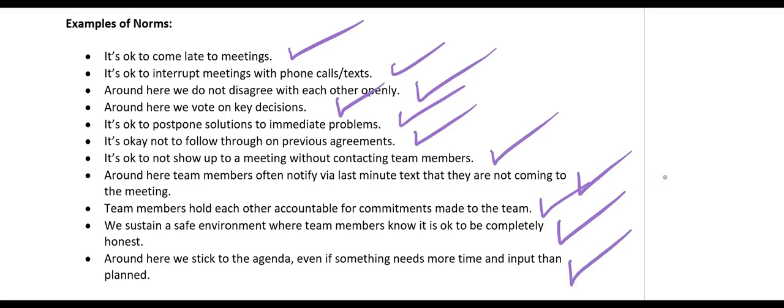And the last one, around here we stick to the agenda, even if something needs more time and input than planned. People will often complain that meetings run late or we're always in meetings. This is probably more of an issue about the effectiveness of a meeting to begin with. However, if something really does need more time, will we give it more time? Are we willing to? And sometimes you have to have that discussion at the beginning of a meeting.